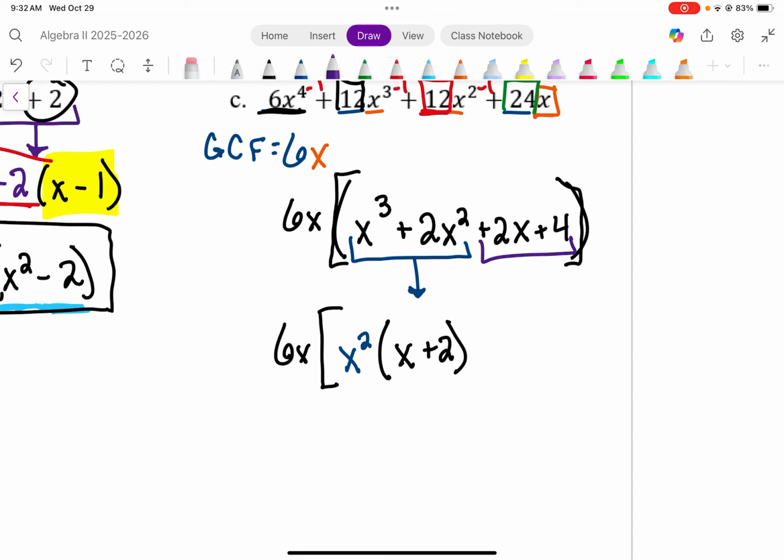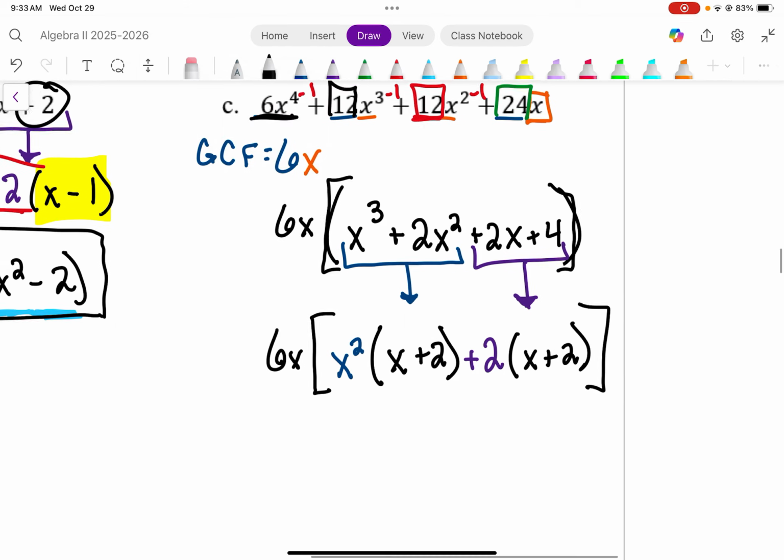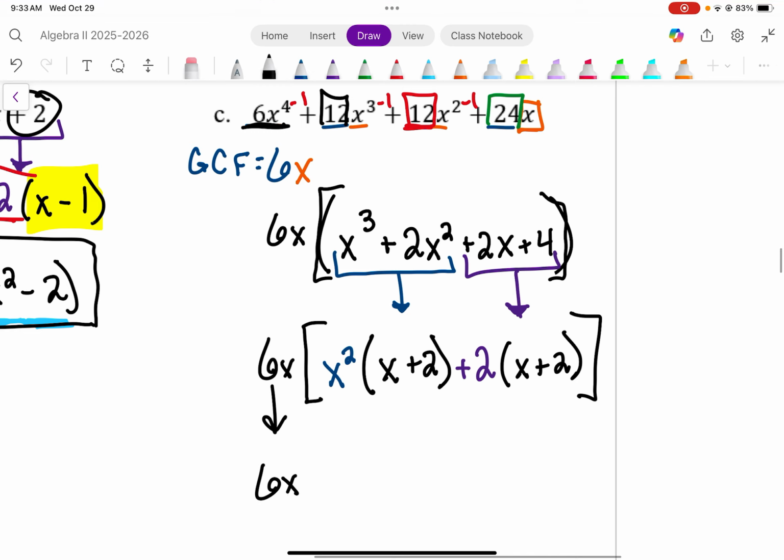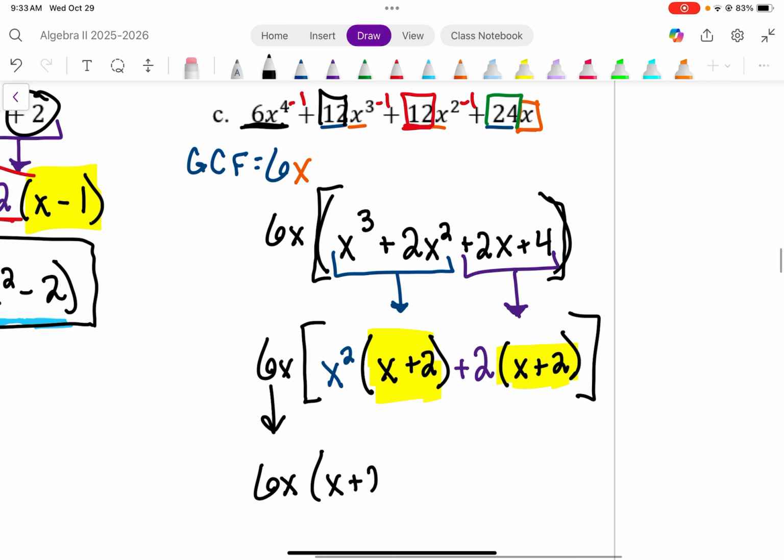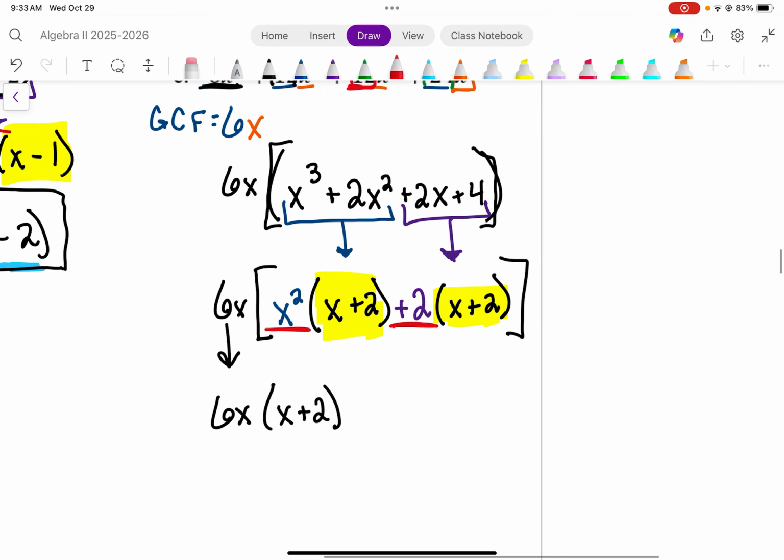Then my second pair starts with a positive, so I'm going to factor out a positive value. They don't have x's with both of them, but I can factor out a 2 from both of them. That will leave me with x plus 2. Okay, now I'm going to write my final factored answer. You have to keep your GCF, so I'm keeping this 6x. And then I have this common factor of x plus 2, so I'm going to write that next to my GCF. And then I have my remaining parts of x squared plus 2.